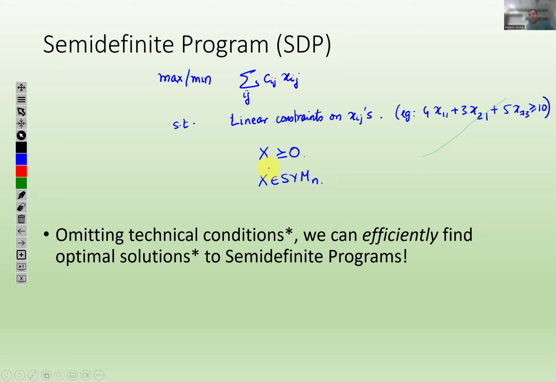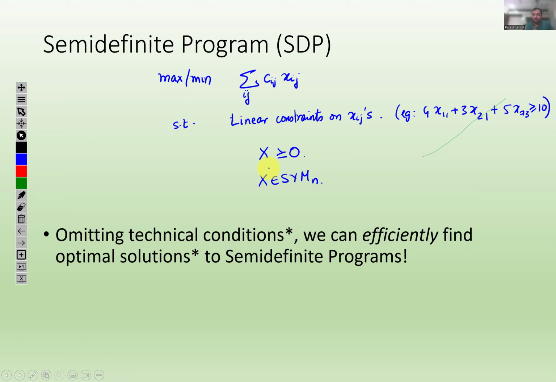And it turns out, maybe quite magically, that omitting certain technical conditions, we can efficiently find optimal solutions to semi-definite programs. Again, the word program is not a computer program, it's a formulated optimization problem that because of historical habit has been called programs.